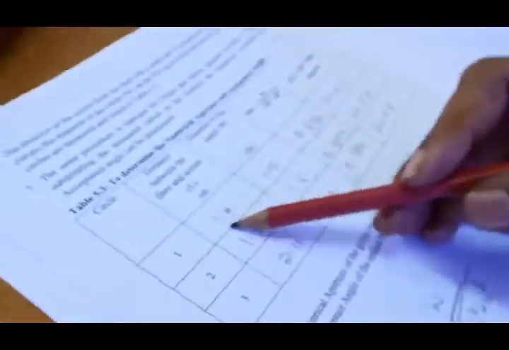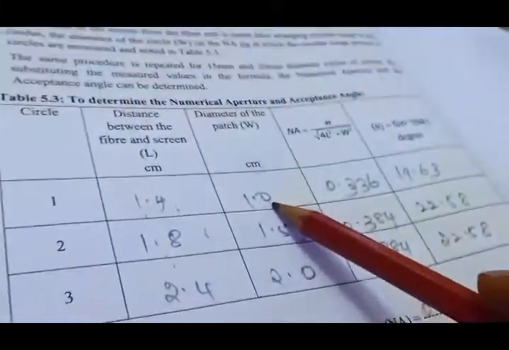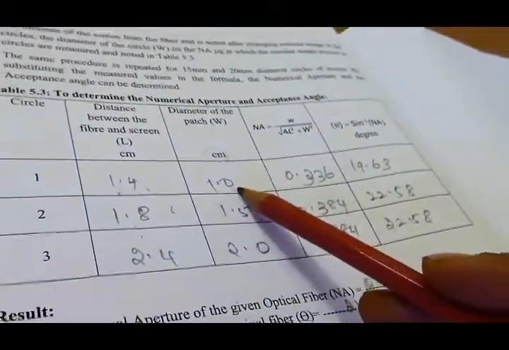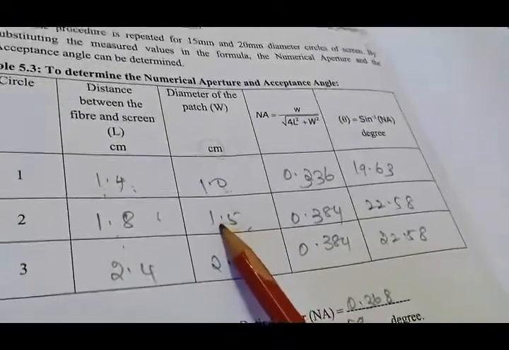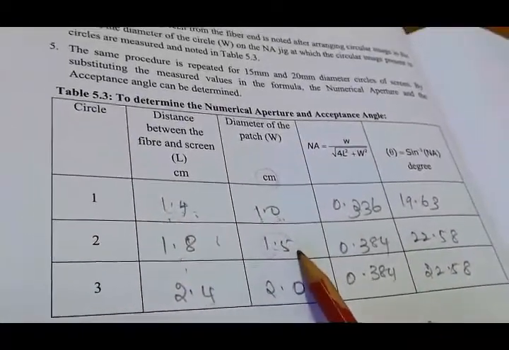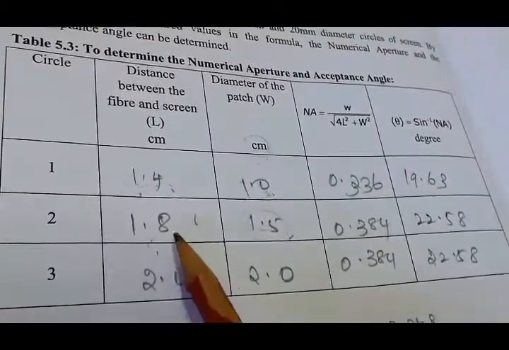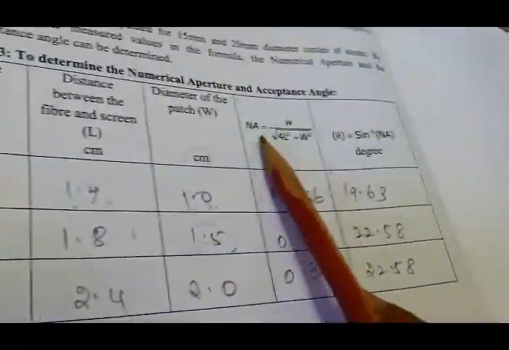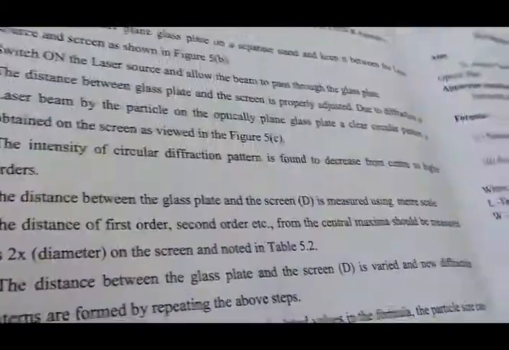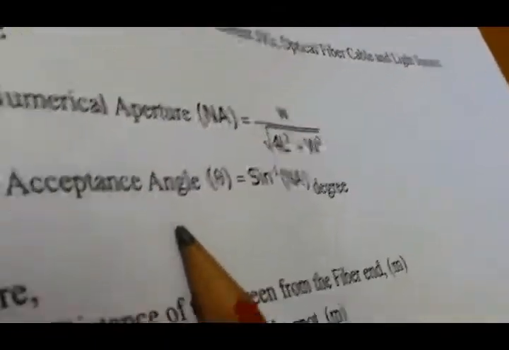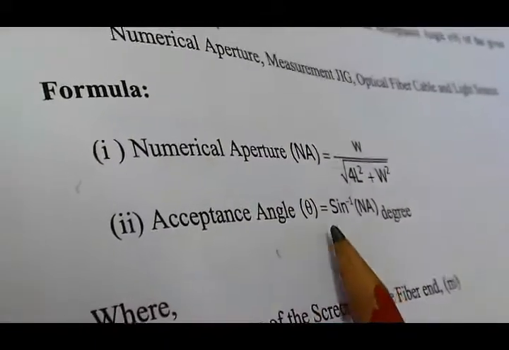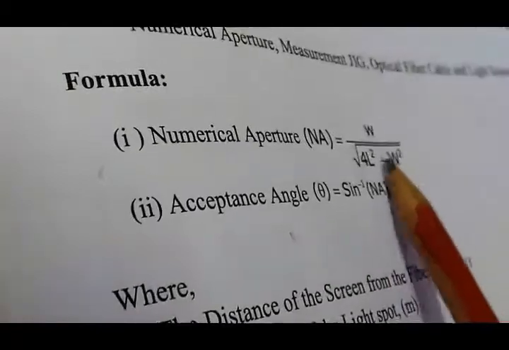So the readings have been tabulated here. For the second circle, length is 1.5 and diameter is 10 millimeter, which in terms of centimeter is 1.0. And similarly for the third circle, diameter is 15 millimeter, in terms of centimeter it is 1.5, and the length is 1.8, and so on. To calculate the numerical aperture, the formula is W divided by root of 4L square plus W square. And to obtain the acceptance angle, theta is equal to sine inverse of numerical aperture.